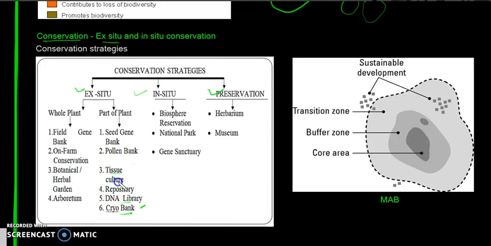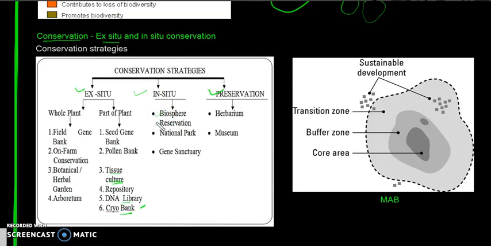Tissue cultures are used to generate new plants, to propagate such plants which are at risk of becoming endangered. In situ conservation conserves the species at its original site. That's why the name is in situ. There are three types of such conservation strategies.